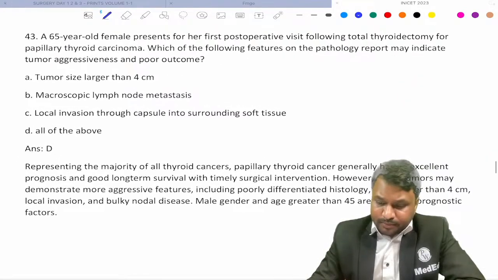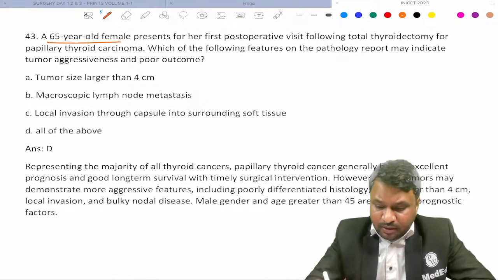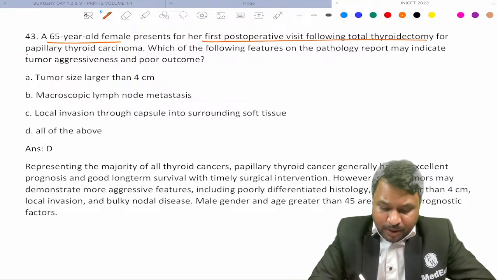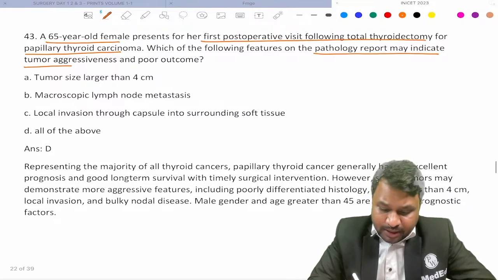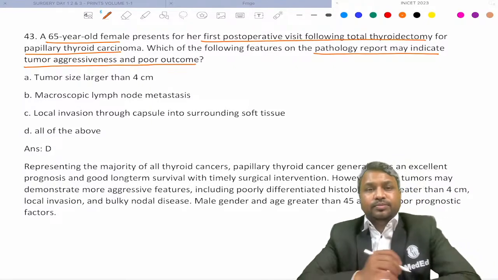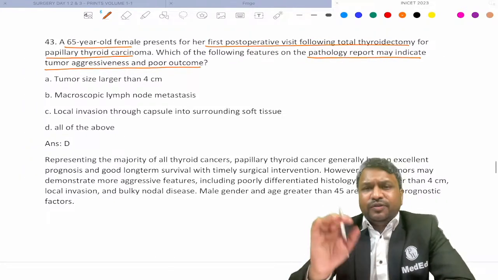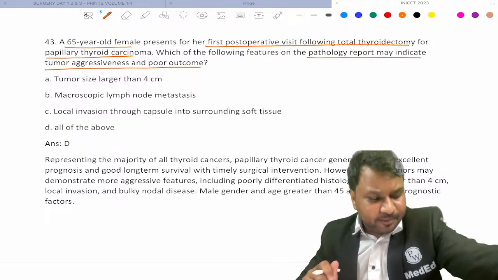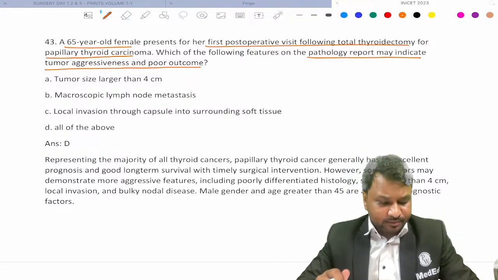Question number 43. I have a 65-year-old female with her first post-operative visit following total thyroidectomy for papillary cancer thyroid. Which of the following features of the pathology report may indicate tumor aggressiveness and poor outcome? Right now, in terms of the outcome, toxic means hyperthyroid state. The word toxic means hyperthyroid state.